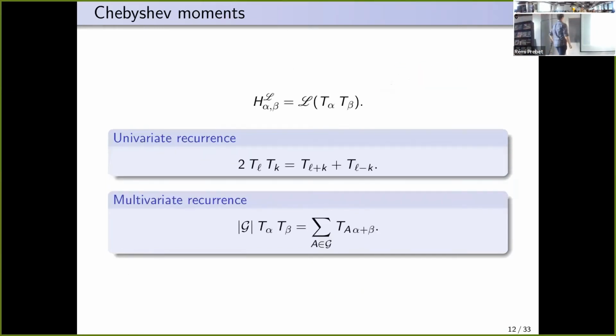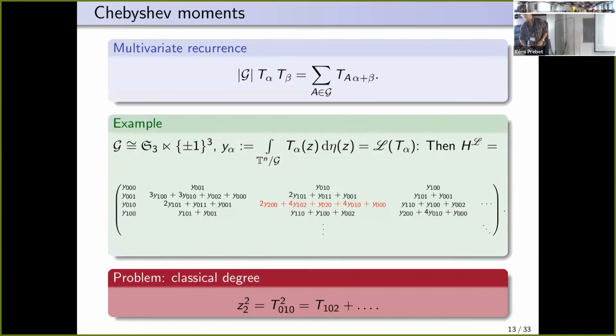So that's a problematic definition, because when you just use the standard monomial basis, you know that when you multiply two monomials, you get another basis element. This is not true here. You need the recurrence formula for the Chebyshev polynomials. This is the univariate case. This is the multivariate case. And so we need to apply this recurrence in order to know what the matrix elements are.